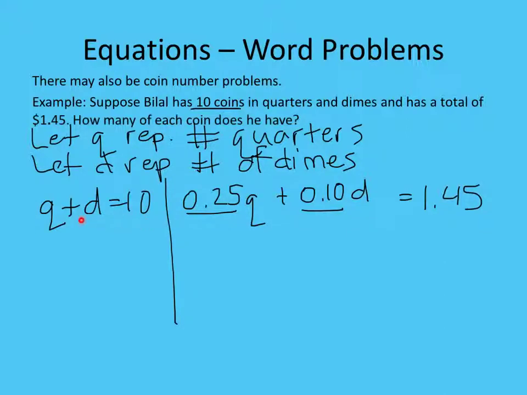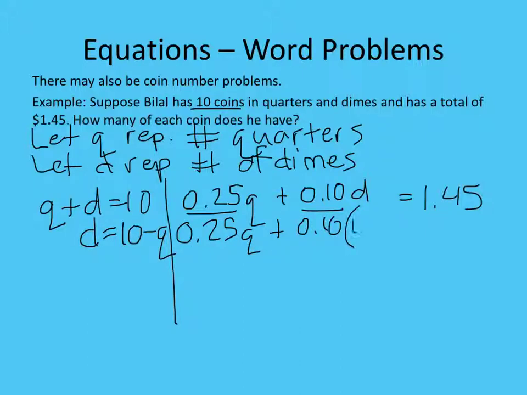So I'm going to look over here. I have another way of relating these 2 variables. I am going to say that dimes are equal to 10 take away the number of quarters. I've just rearranged this equation. Now I'm going to take this and put it over here. So 0.25 quarters plus 0.10 times the dimes, which I'm replacing with 10 take away Q. Now I have only Q, only the variable Q for quarters to solve this.